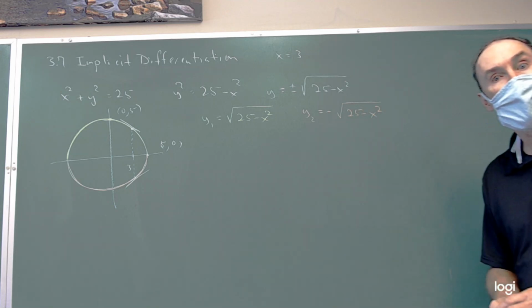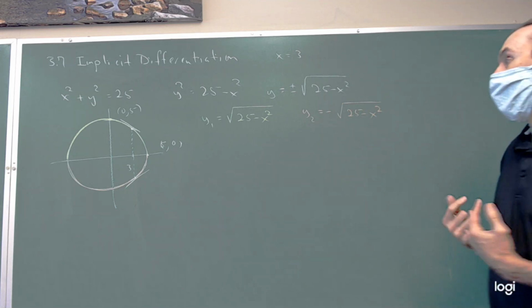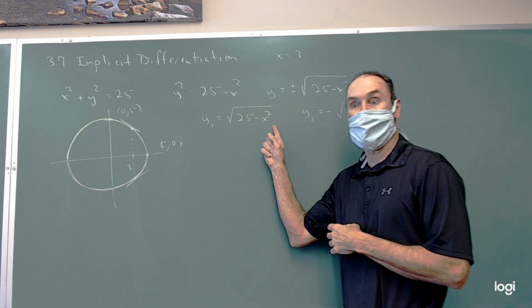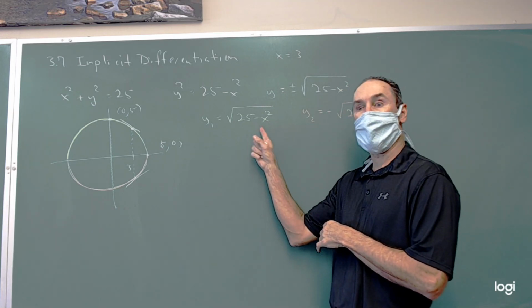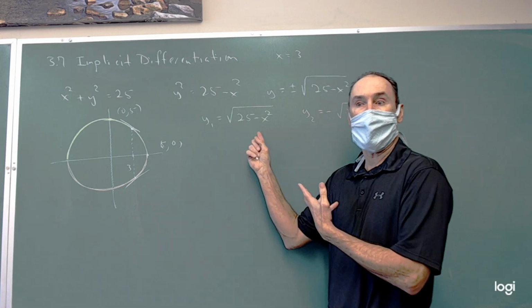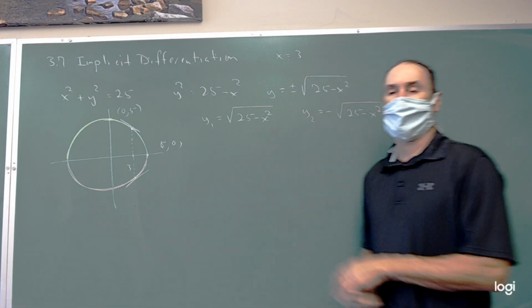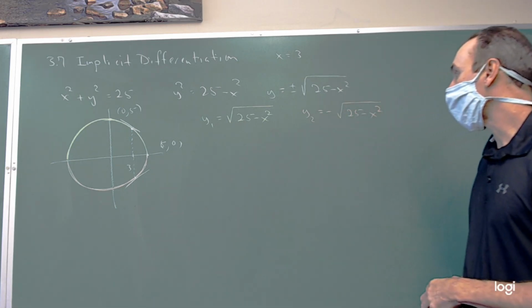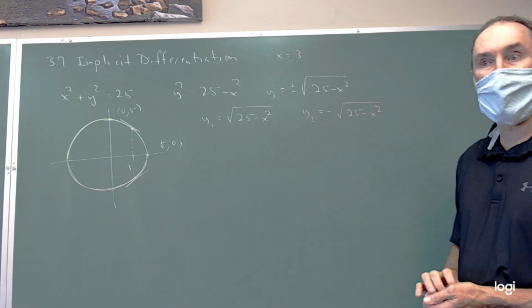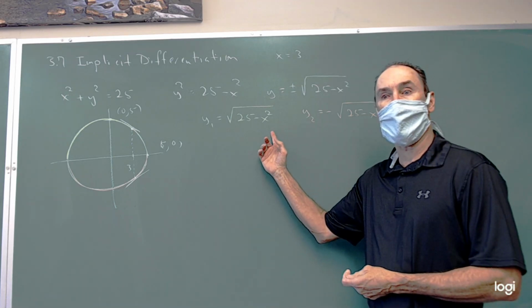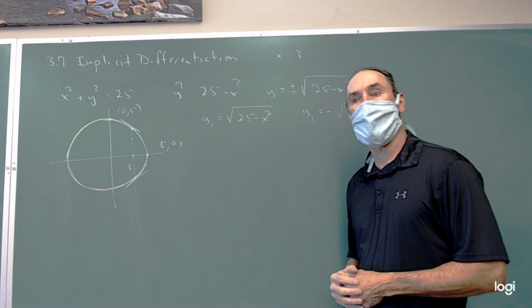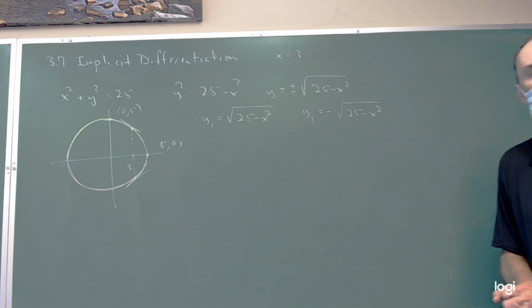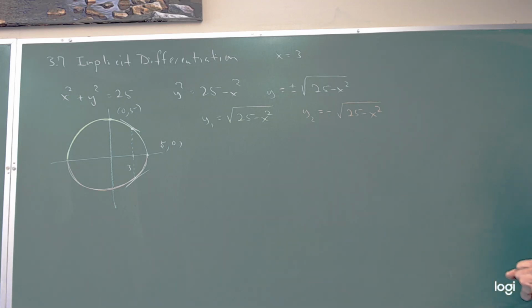What made you pick 3? Is it just random? I picked 3 because it works out nice. When I plug in 3, 3 squared is 9, 25 minus 9 is 16, and that comes out even. So that's really the only reason. If I picked 1, that would be really awkward because then I get 25 minus 1 is 24, square root of 24, and it just gets more confusing because the numbers aren't so nice. That was my only reason for that.